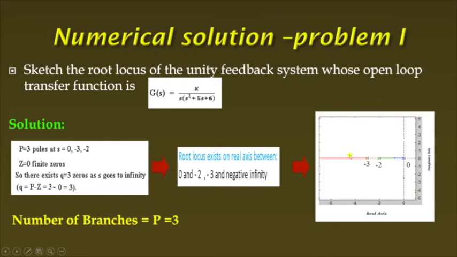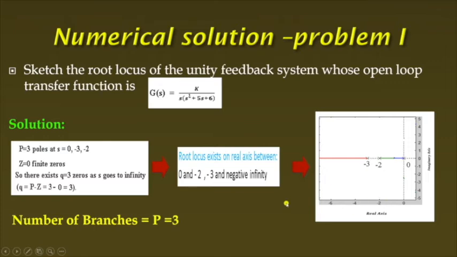Similarly, consider any test point on the left hand side of the last pole. On its right hand side, the total number of poles and zeros is 3, that means odd, so the root locus exists. There is no other pole or zero, so it extends to infinity. That means the root locus exists on the real axis between 0 to minus 2 and minus 3 to infinity. This side is the negative real axis, so this is negative infinity.